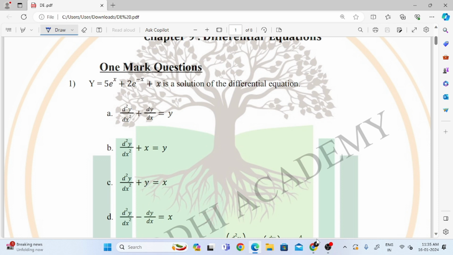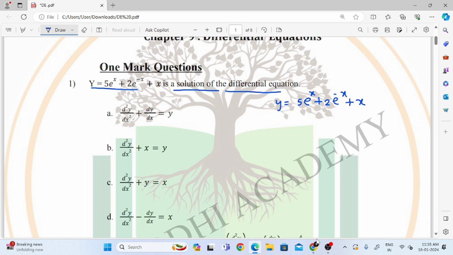What is given in the first question? y is equal to 5e raised to x plus 2e raised to minus x plus x. We have to find out what is the differential equation of this solution. The solution is already given, so we have to identify the corresponding differential equation out of the 4 options.